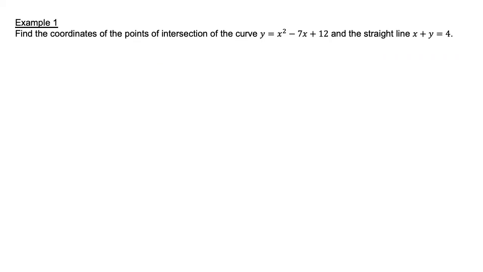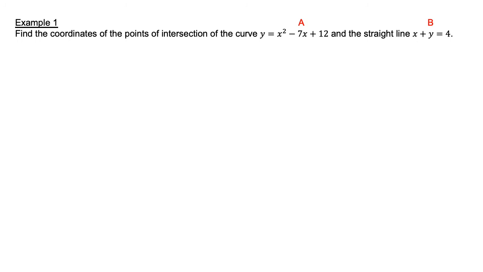Okay, so here's an example. We're going to find the coordinates of the points of intersection of the curve y equals x squared minus 7x plus 12, a quadratic curve, the highest power is the 2, and the straight line x plus y equals 4. Okay, so the first thing I'm going to do is quickly label my two equations A and B so we know which ones we're talking about.